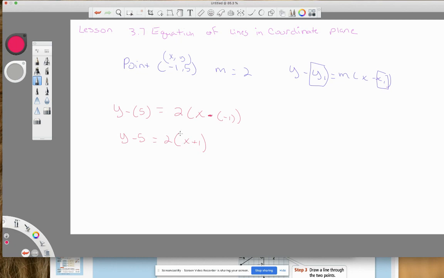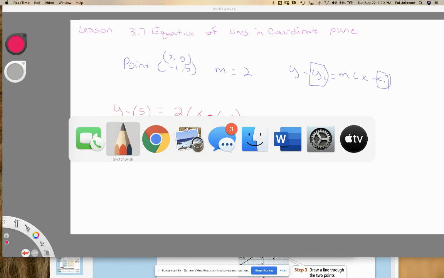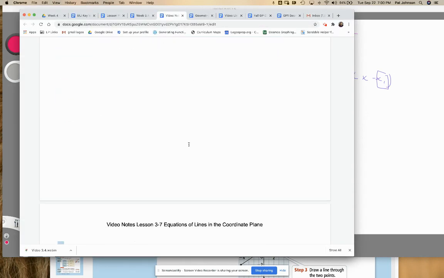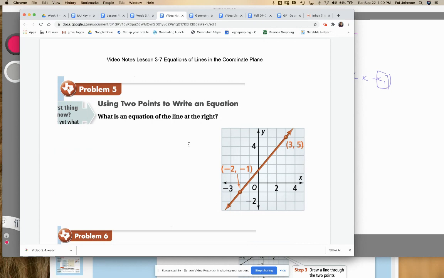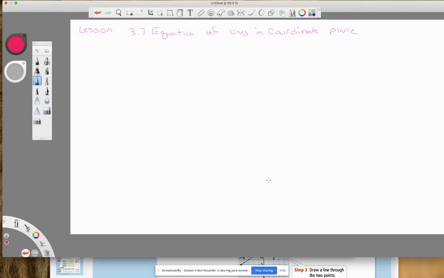All right, let's look at problem number 5. They want us to write an equation to the line at the right. So we have to first find 2 points, exactly points on the coordinates, on the corners. So we've got 2 points. So we've got x2 comma y2. It doesn't matter which set is x with the subscript 2 and which is subscript 1. So x1 comma y1. So I'm going to name this 3 comma 5 and negative 2 comma negative 1.